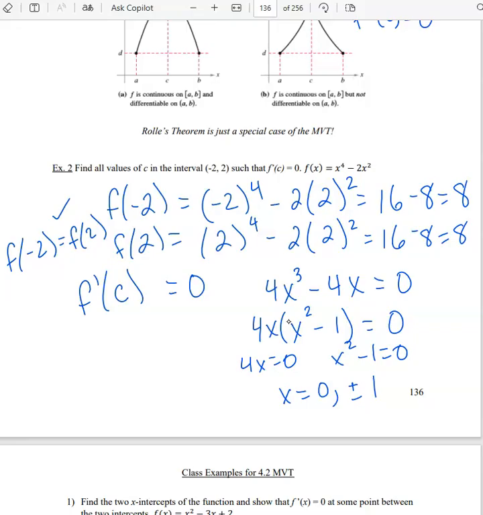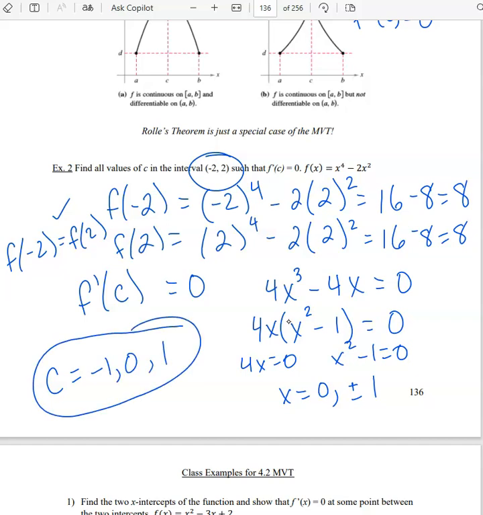So actually, if you notice, all of those values are in between -2 and 2. So our magical c values here are going to be -1, 0, and +1. And at all of those locations, the value of f prime would in fact equal 0. And that fits with what Rolle's theorem told us because they're in the given interval.